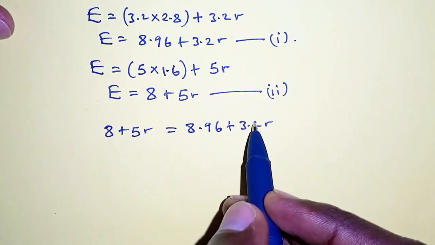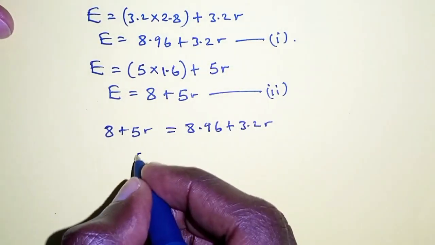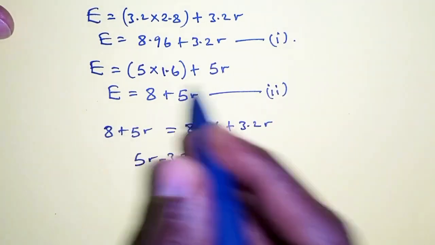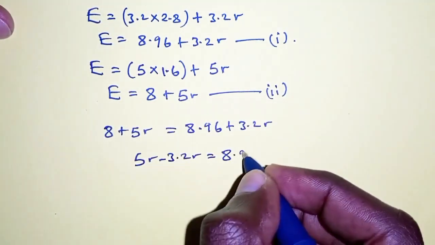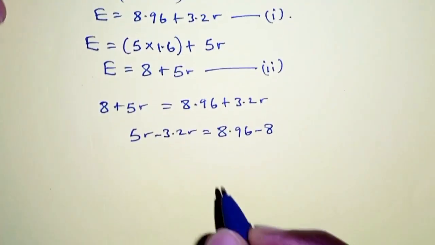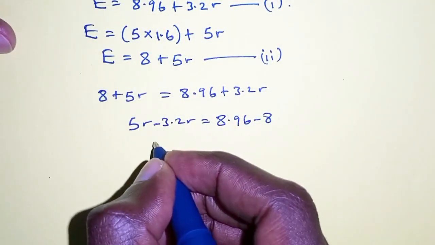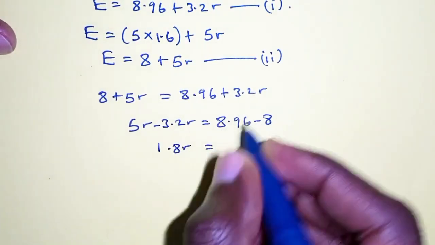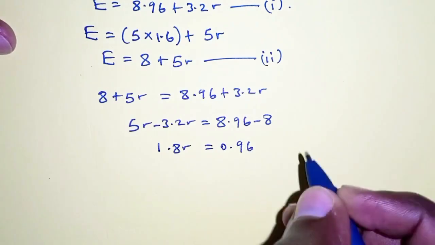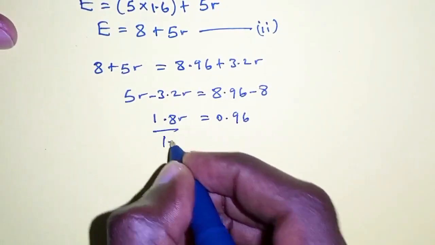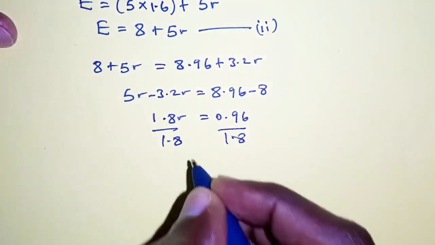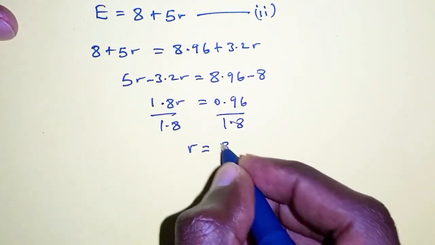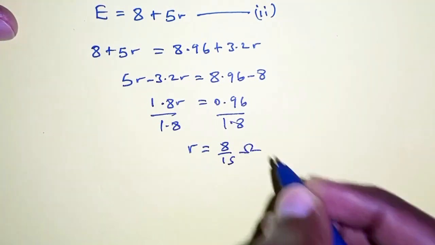Now, if we take 3.2r to the left-hand side, we'll have 5r minus 3.2r. And then taking 8 to the right-hand side, we'll have 8.96 minus 8. Now, this is 1.8r, which is equal to 0.96. Dividing both sides by 1.8, the internal resistance r should become, now that is 8 over 15 ohms.